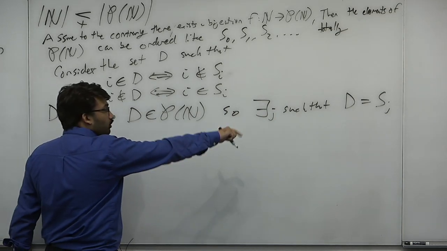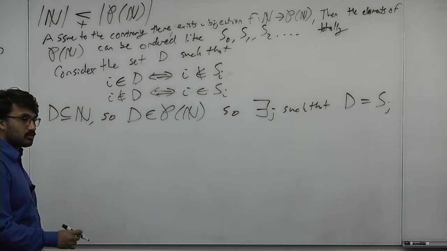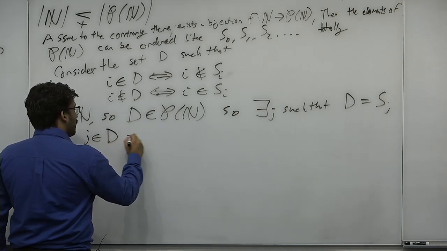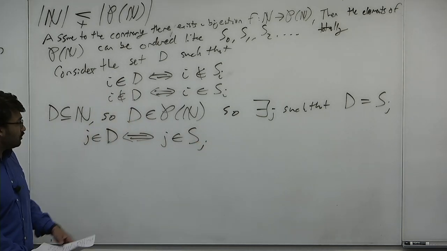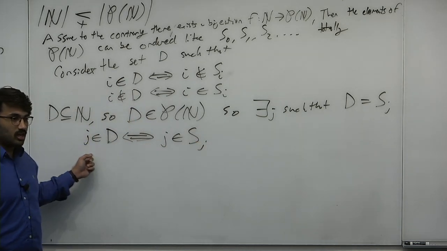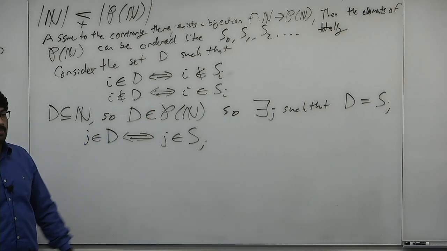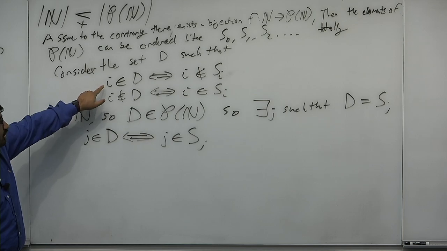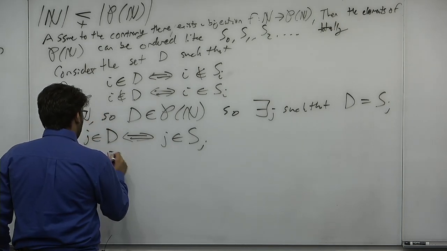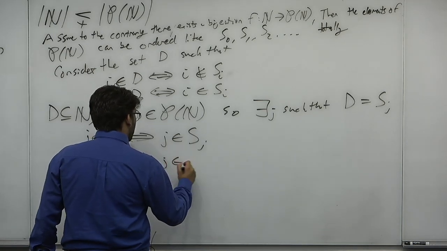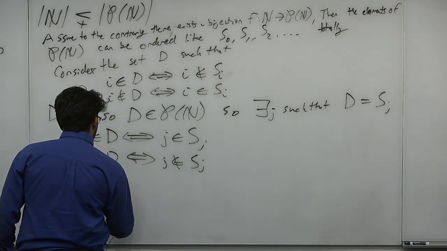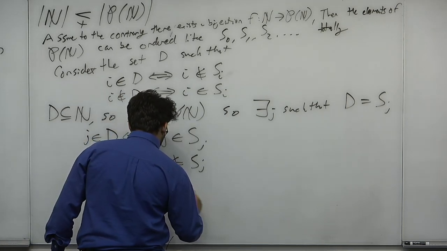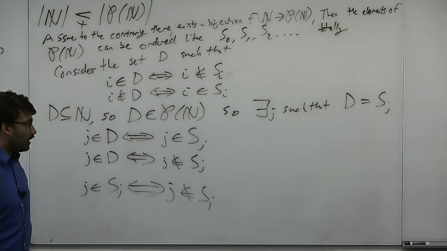j is the spot in line it is; j is also a number. Two sets are equal if and only if they have the same elements. So we know then that j is an element of D if and only if j is an element of Sj, by definition of set equality. Again, two sets are equal if and only if they have the same elements. So if j is an element of D, that's true if j is an element of Sj, because D is Sj. But by the definition of the construction of D, we know that j is an element of D if and only if we went to Sj and observed that j was not an element of Sj. By properties of the if and only if, we can say that j is an element of Sj if and only if j is not an element of Sj. Contradiction.